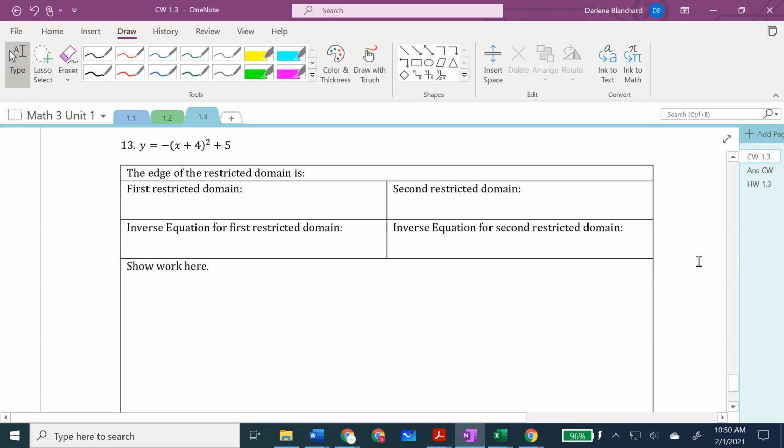Okay, so I am now going to begin talking through number 13. And it's 10:50, so you can either stick around and learn now or watch the video later. Okay, for the restricted domains, you want the edge. The edge is the x-coordinate of the vertex, which you can always find in the parentheses with the x. And it's honestly just the x-coordinate that makes the parentheses equal 0. So what number do I add to 4 to make 0? -4.